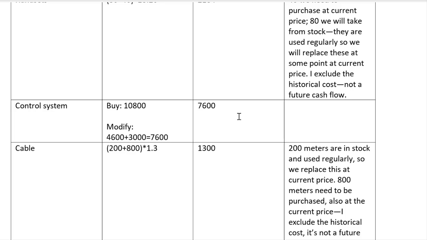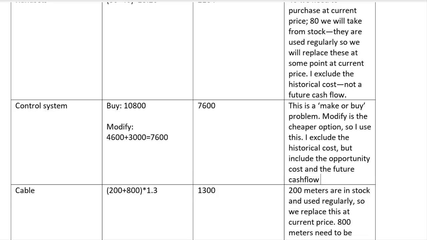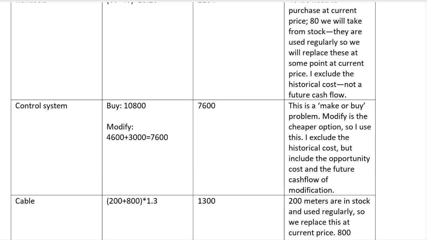And let us write this up again quickly in simple plain English. This is a make or buy problem. Modify is the cheaper option, so I use this. I exclude the historical cost, but include the opportunity cost and the future cash flow of modification.